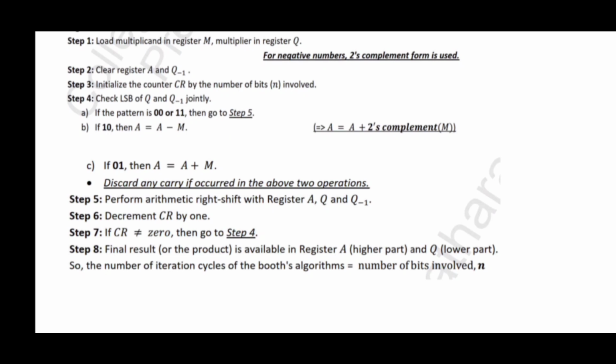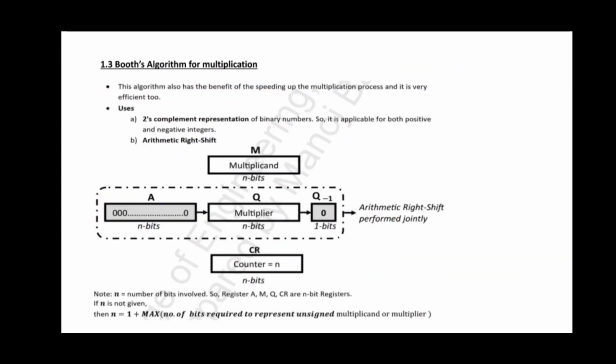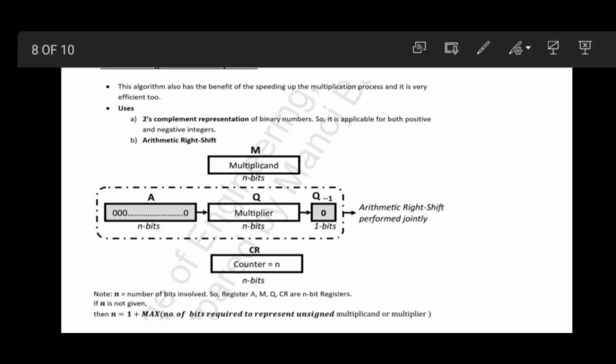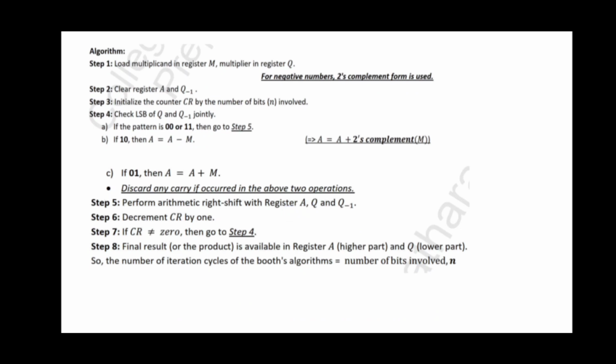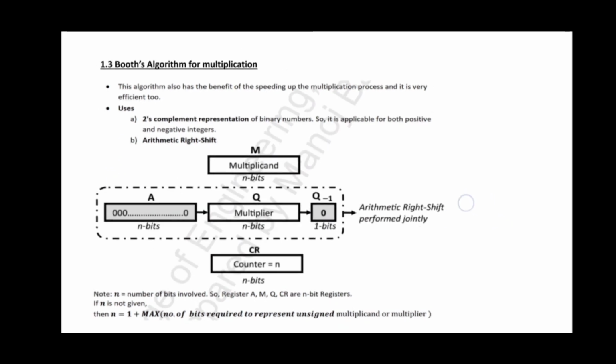If the count is 0, then we get the final answer, and the product is available in register A as the higher part and Q as the lower part. After completing the procedure, A and Q contain the result. The number of iteration cycles will be equal to the number of bits involved, that is n. This is the hardware implementation of Booth's algorithm.